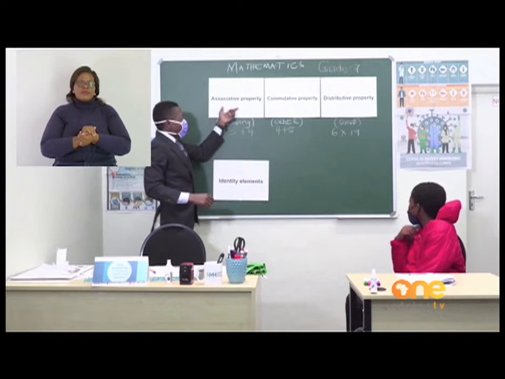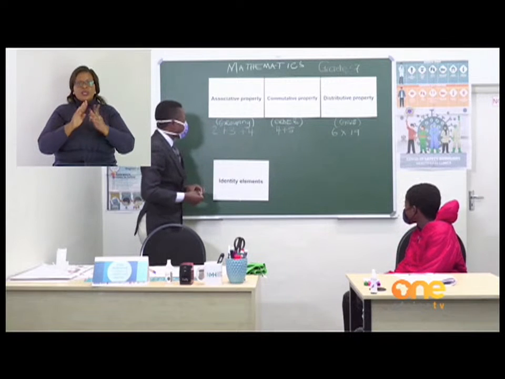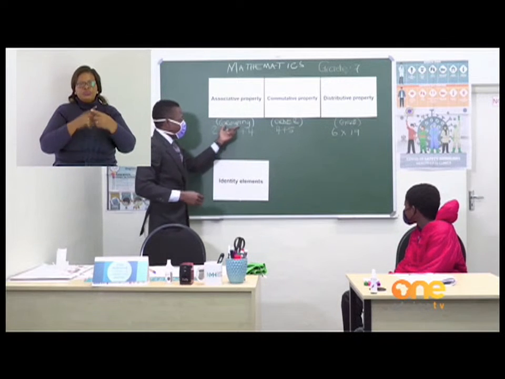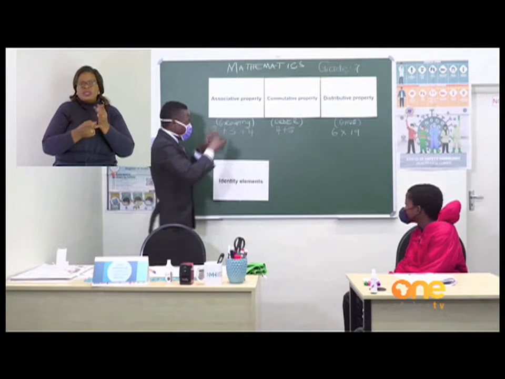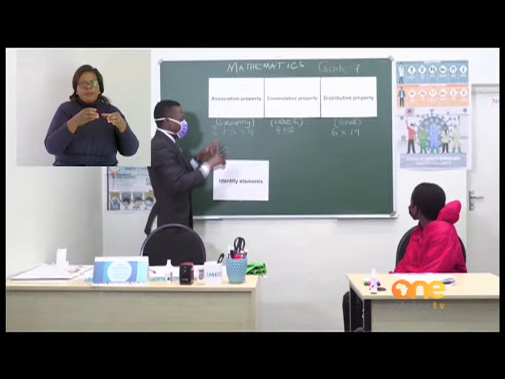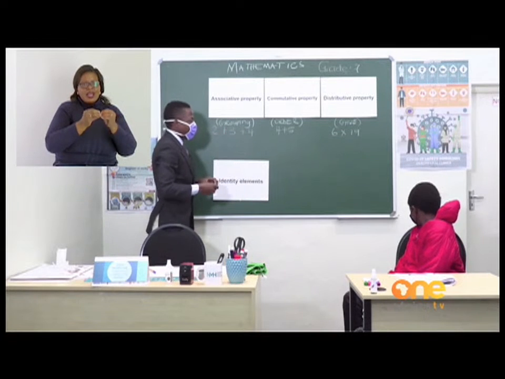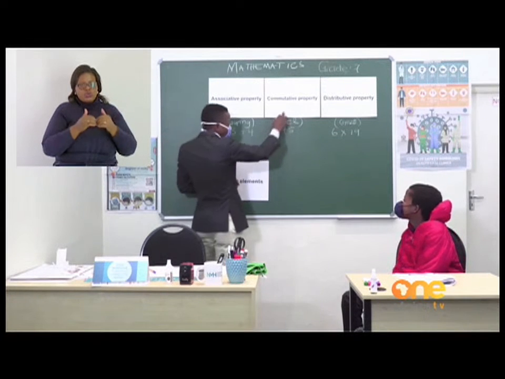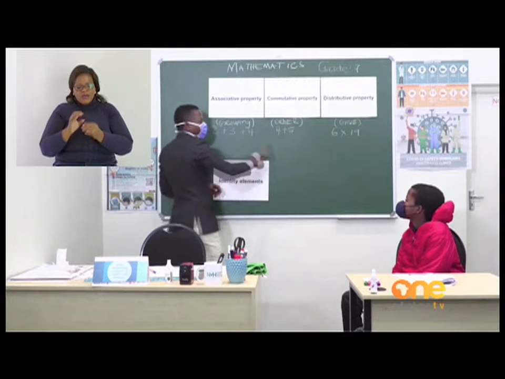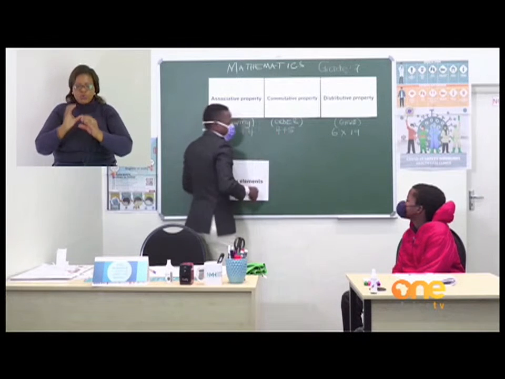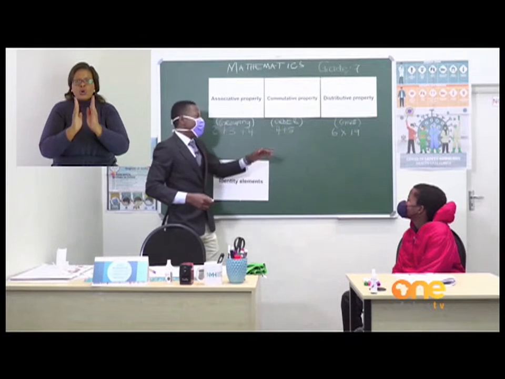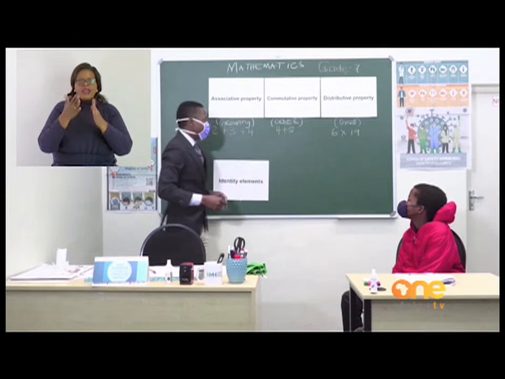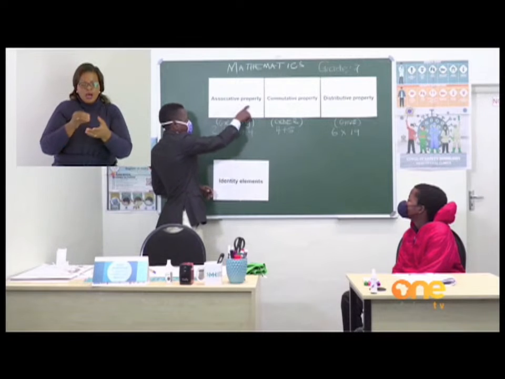When it comes to associative property, this is more on grouping. You are grouping certain numbers, where to start. When it comes to commutative, we are doing the order. And here at distributive property, you are giving. So let us start with associative property.